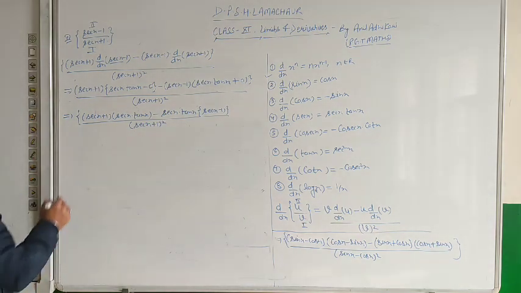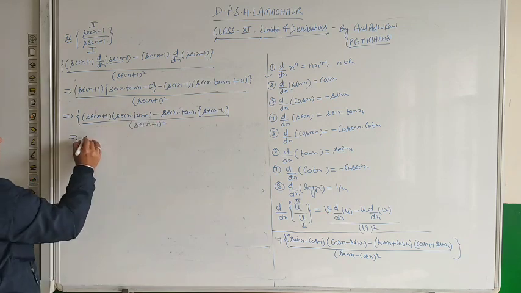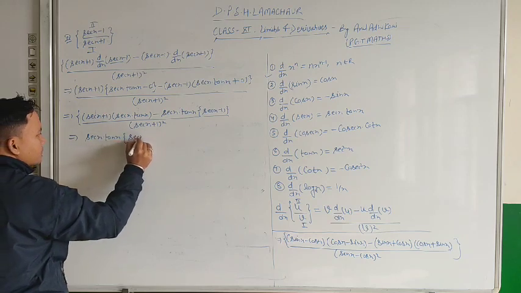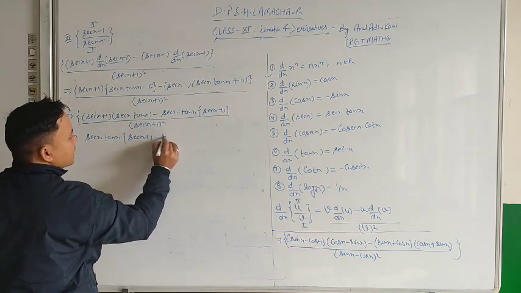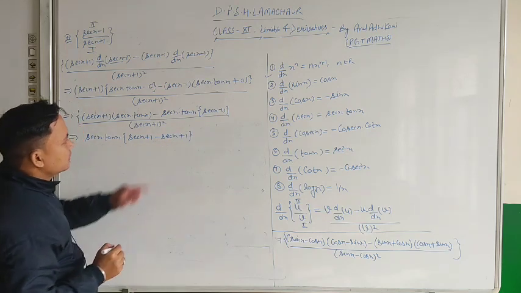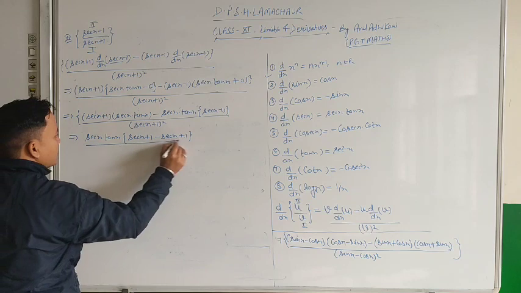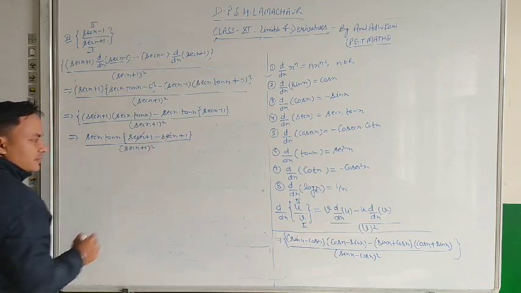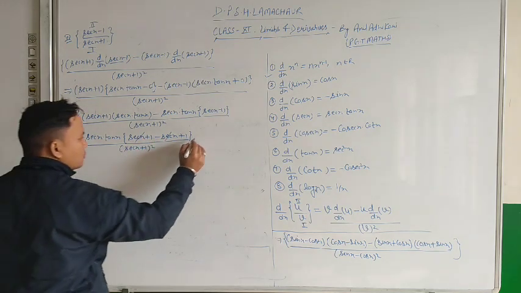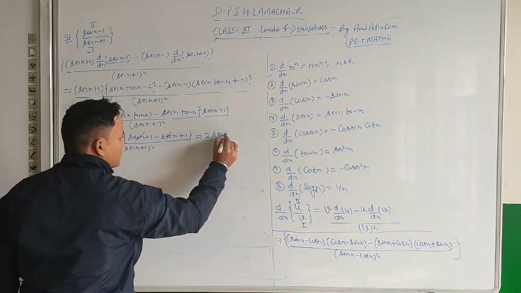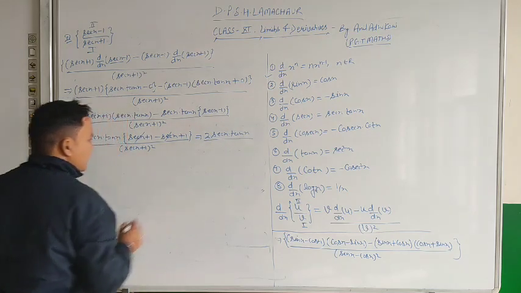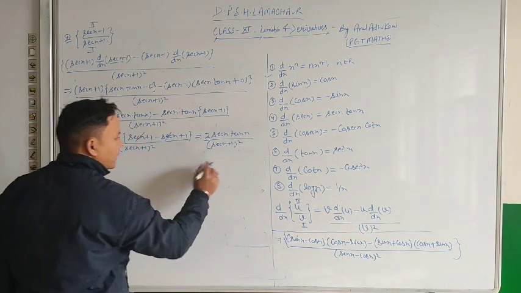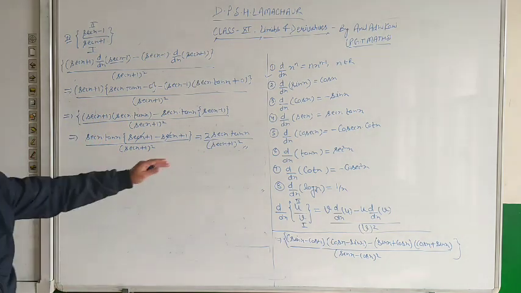Now see, you can take sec x into tan x as common. So taking sec x into tan x as common, we get from here sec x plus 1 and here minus of sec x minus 1, divided by sec x plus 1 whole square. So sec x and sec x will cancel out, 1 plus 1 is 2, so you get 2 times sec x into tan x divided by sec x plus 1 whole square. Okay, and you will leave your answer here. This is your final answer.